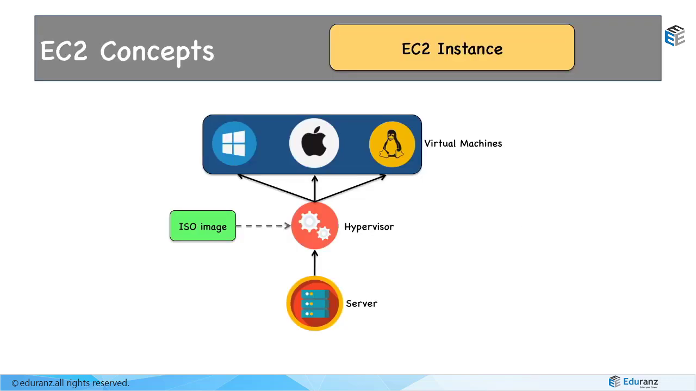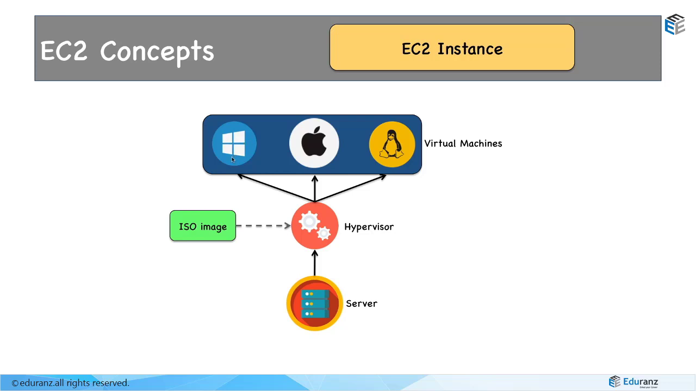So let's get started. We are already familiar with this particular image. We know that this is a server or hardware, and we can install a type 1 hypervisor on top of this server or hardware. And if you want to launch multiple virtual machines using this hypervisor, we have to provide something called ISO images. Each virtual machine would take one image. So if you want to launch multiple virtual machines with multiple operating systems, we have to provide different ISO images. If all the virtual machines use the same operating system, we'll provide only a single ISO image.